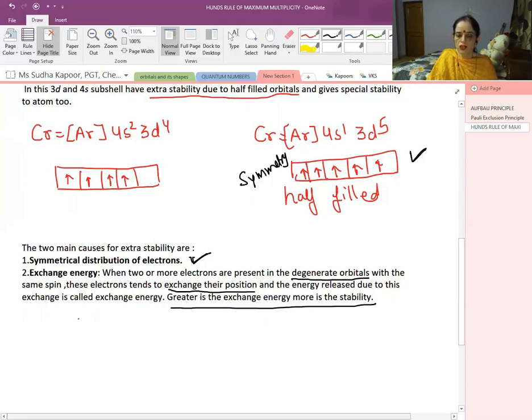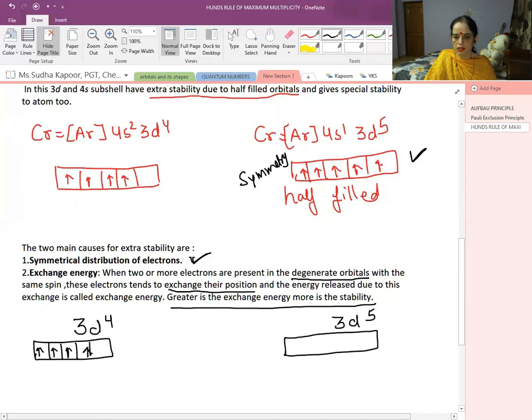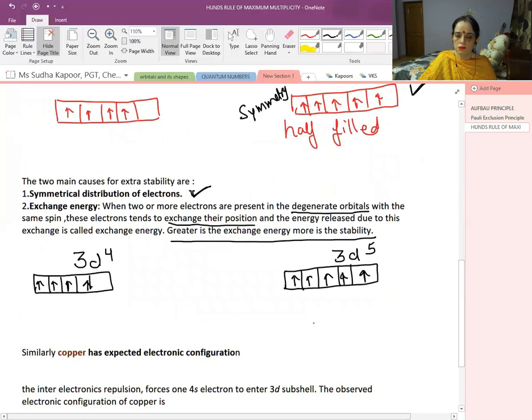So let us see in case of 3d4 and 3d5, which is having more exchange energy and which is going to be more stable. So in case of 3d4, how many exchange energies are present each time? 1, 2, 3, and 4 electrons are present. And in case of 3d5, there is the presence of 5 electrons. So one by one, we will be taking each case, how the electrons are transferred from one place to another. So how they are exchanged, we will see further.